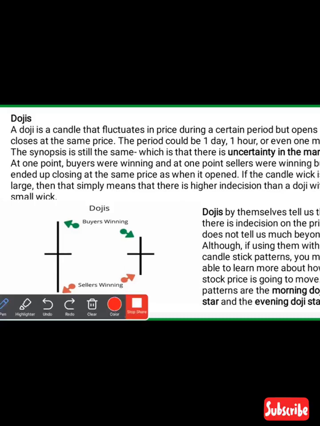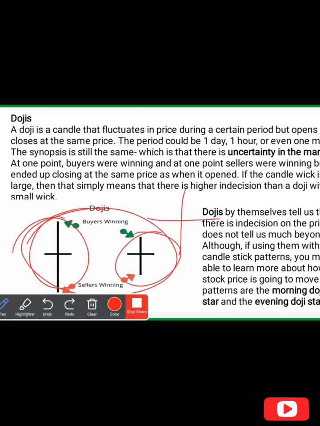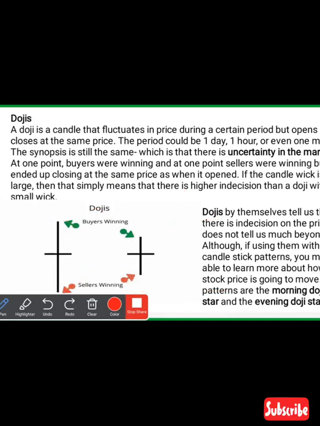First of all, this is what dojis look like. Okay, on the chart, it comes in two forms, either in this big form or in this small form, but they always look like what? Like a cross. And one thing peculiar to doji is price closes where it opens. Sometimes price will go up, price will come down, but at the end of the day, it will come back to close where it opened from. Okay, so that is what it means.